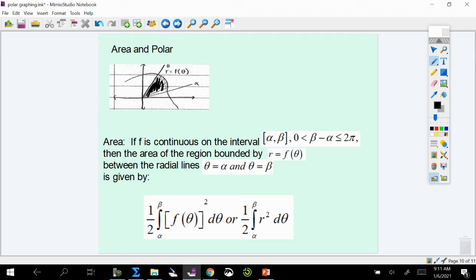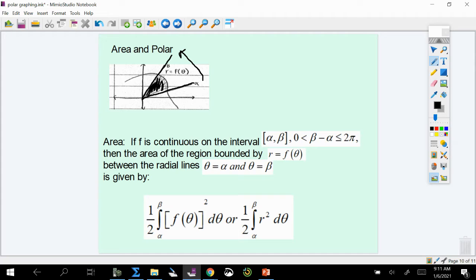So here you think of it almost like the hands of a clock moving, although it's going counterclockwise, where we start our area at this radial line that I called alpha, and then we stop our area when we get to this radial line that I called beta. So those are going to be your boundaries of integration.